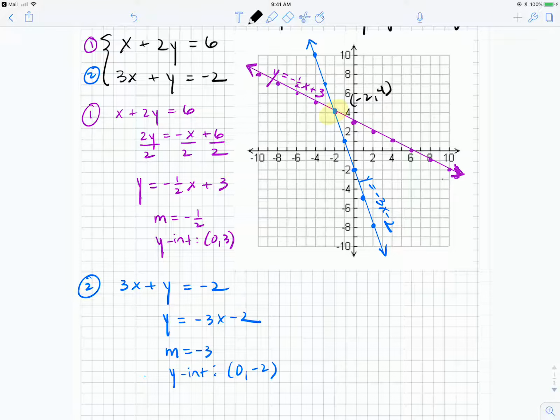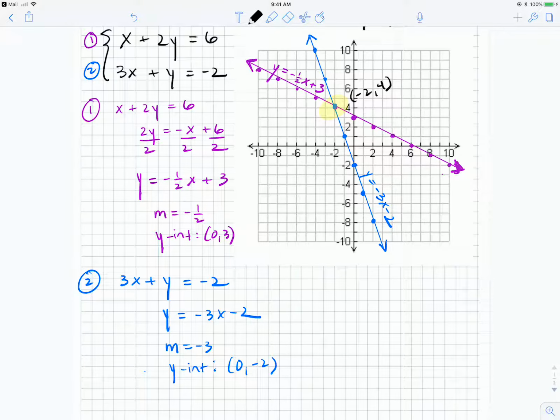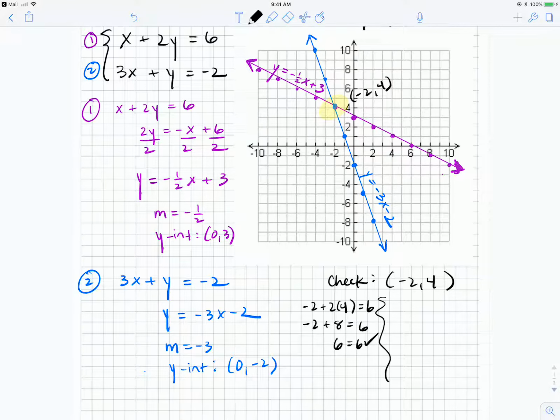Okay, but we want to make sure, we had to use some algebra here, right? We had to change our equations into slope-intercept form, so we're using properties of equality, and then graphing, and we want to make sure that we didn't make any errors. So let's make sure that we check our solution by substituting -2 in for x in each of the equations and 4 in for y to make sure we get true statements. So -2 plus 2 times 4 equals 6. When I simplify here, I would get -2 plus 8 equals 6. And that 6 equals 6, so that checks.